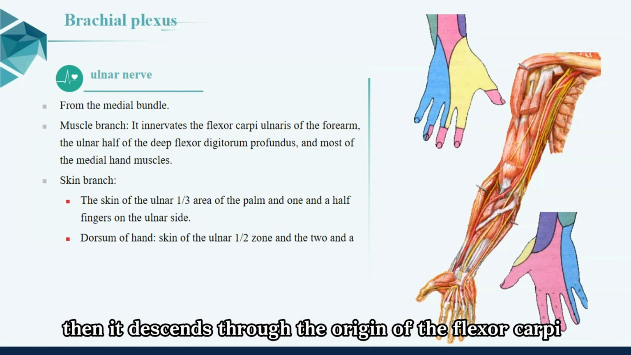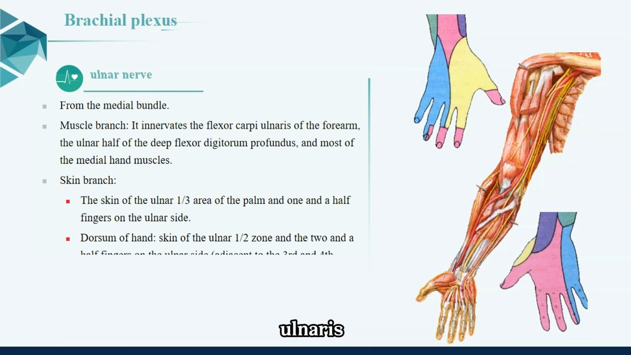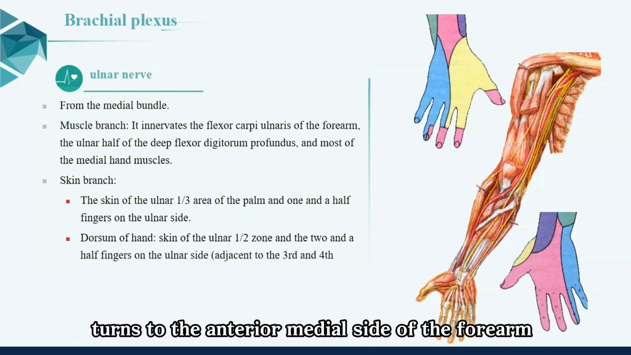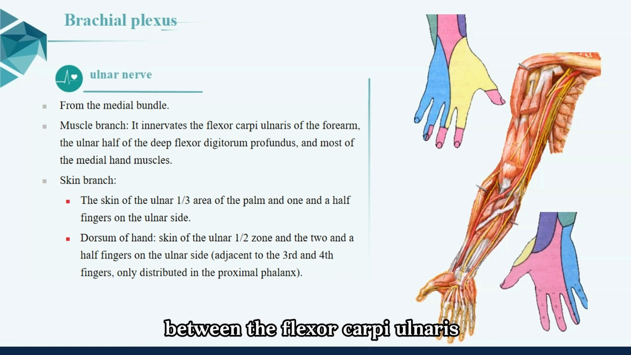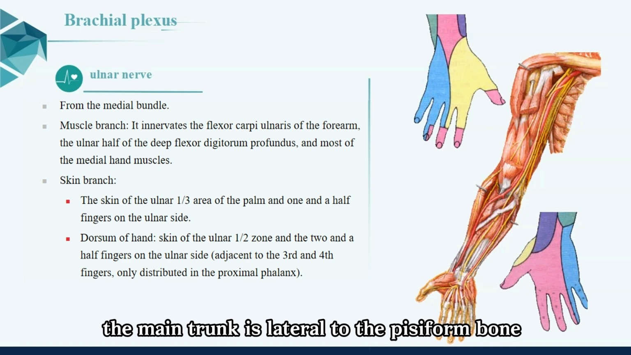Then it descends through the origin of the flexor carpi ulnaris, turns to the anteromedial side of the forearm, and descends medial to the ulnar artery, between the flexor carpi ulnaris and flexor digitorum profundus, to above the radiocarpal joint, where it gives off the dorsal branch of the ulnar nerve. The main trunk is lateral to the pisiform bone.